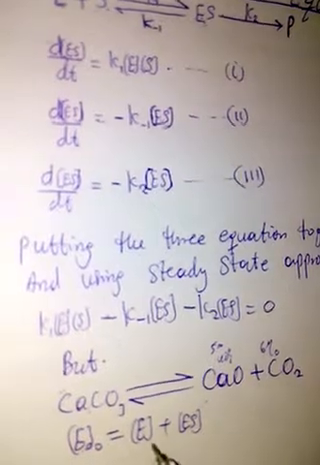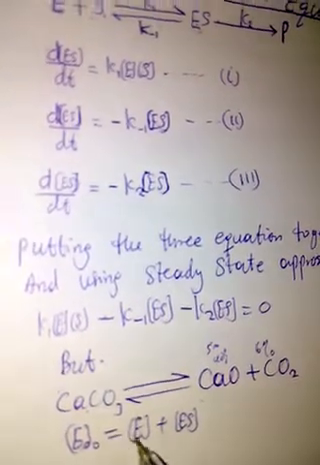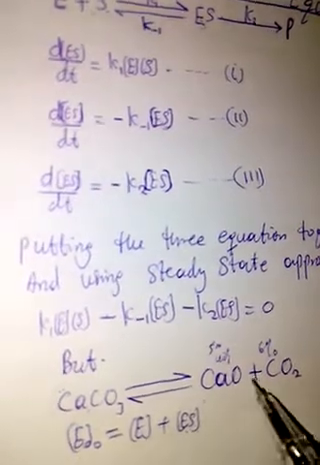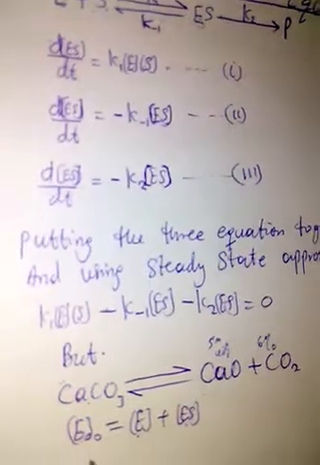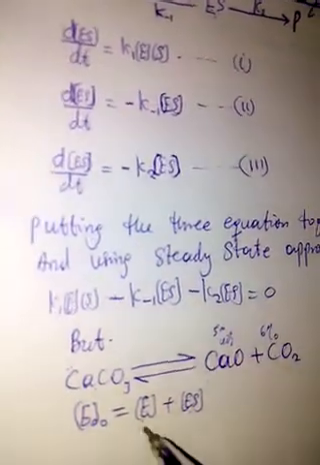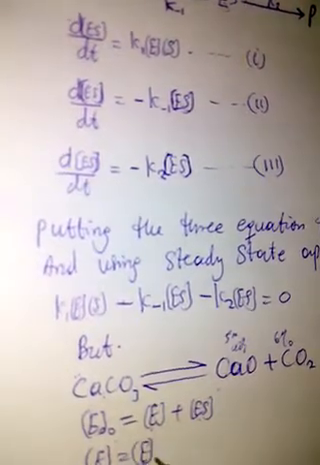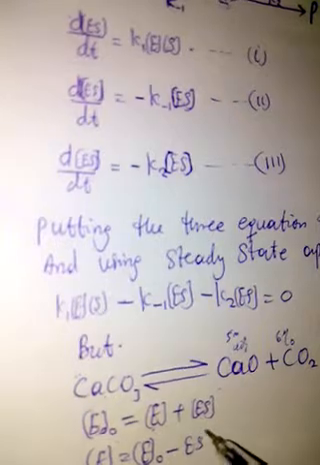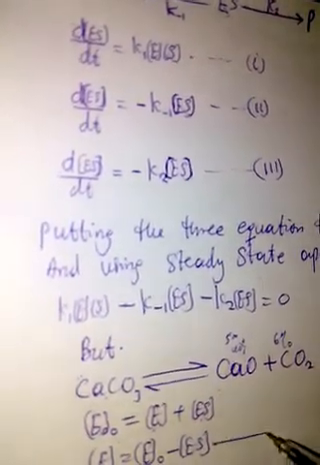So at the particular time, to get this E, I have to subtract this from this. This represents this, this represents this, this represents this. So for me to know, I have to substitute. Then to get E now, our E equals E0 minus ES. Take this to the other side. This is our equation 1.